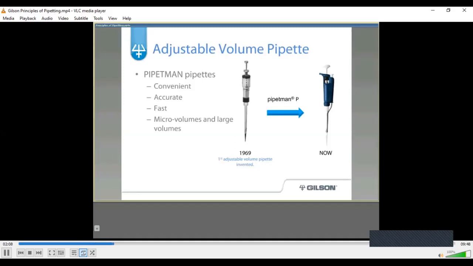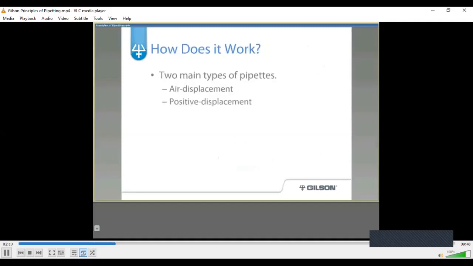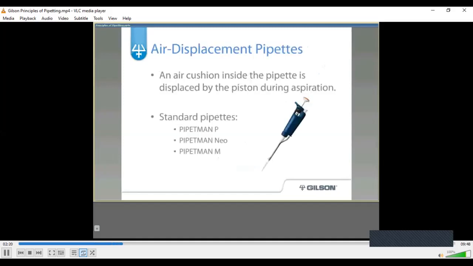So how does it work? There are two main types of pipettes, air displacement and positive displacement, and they function very differently. Air displacement pipettes have an air cushion inside the pipette that is displaced by the piston during aspiration. This means that the volume of the air displaced is equivalent to the volume of the liquid aspirated. Some examples of these standard pipettes are the Pipettement P, Pipettement Neo, and the Pipettement M.